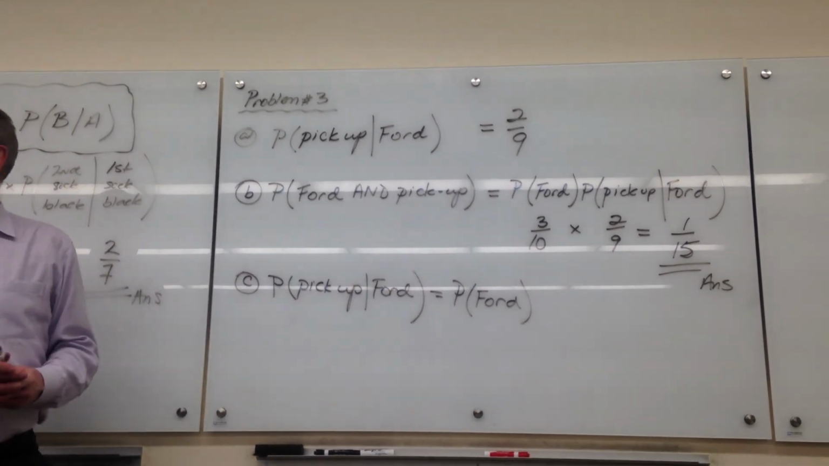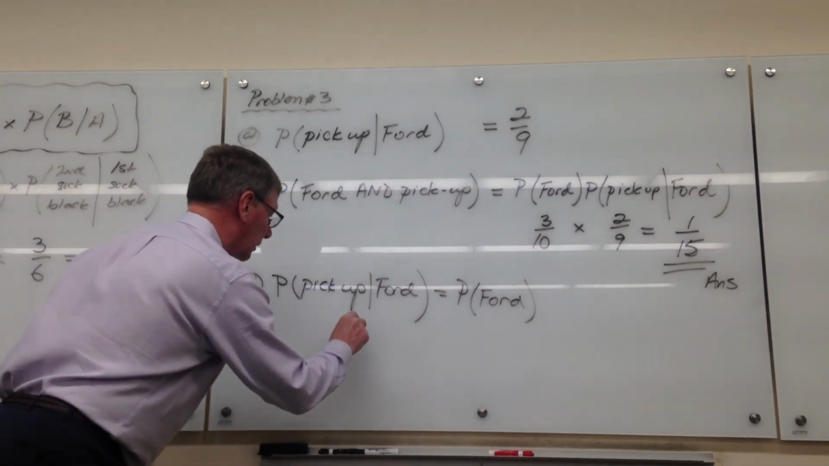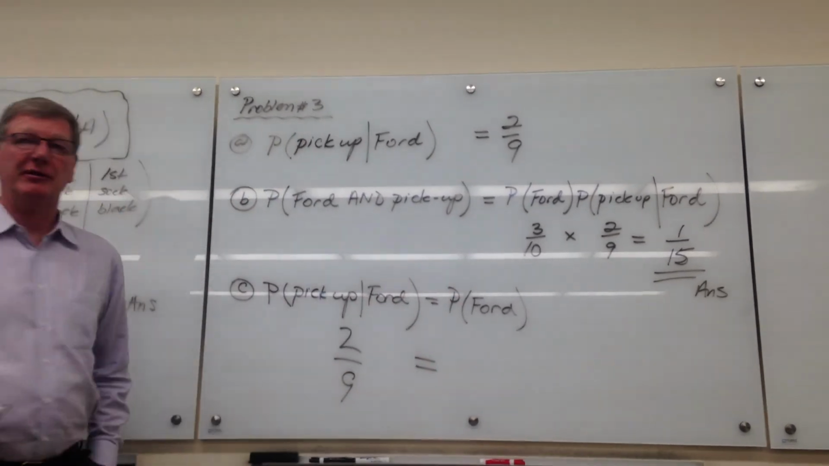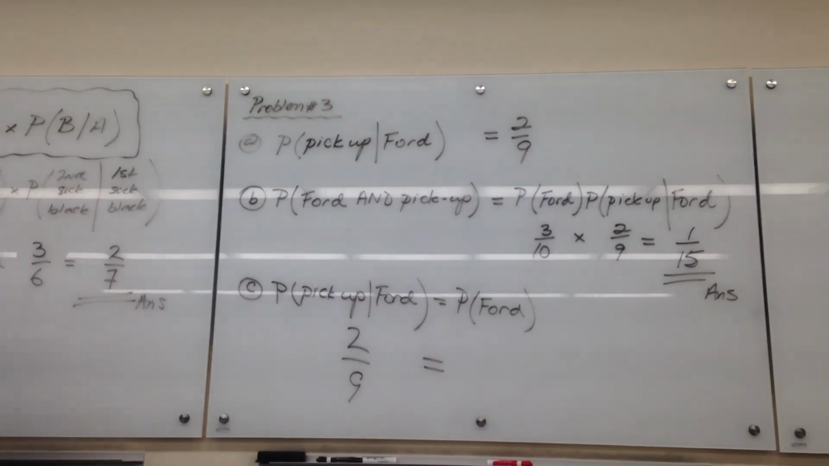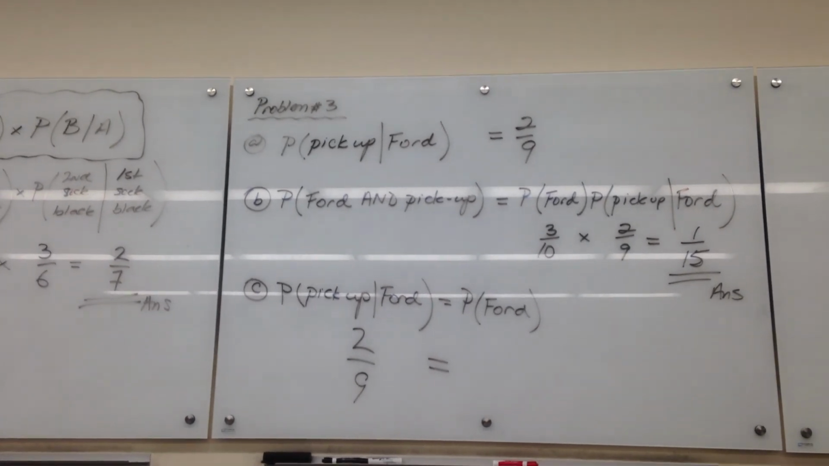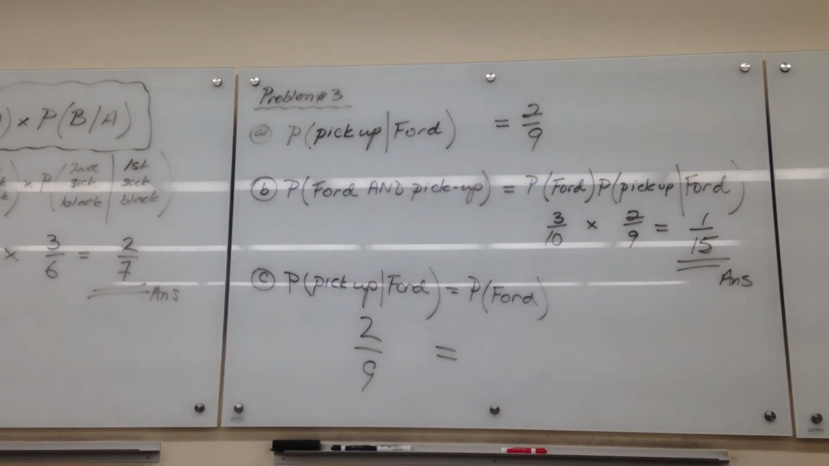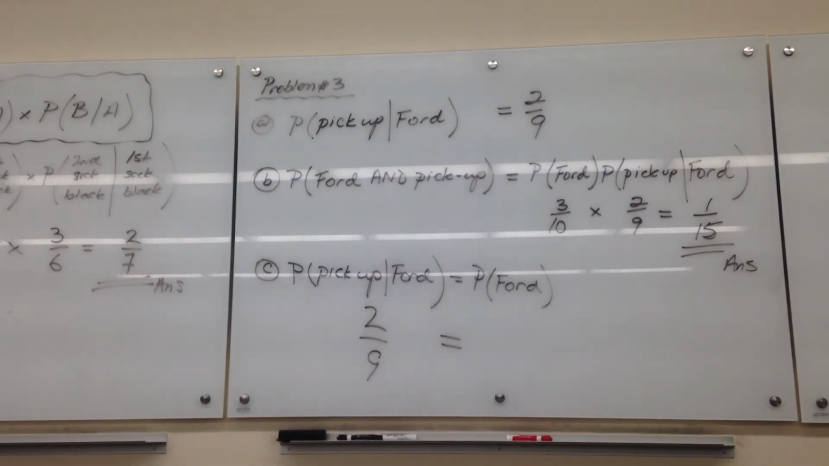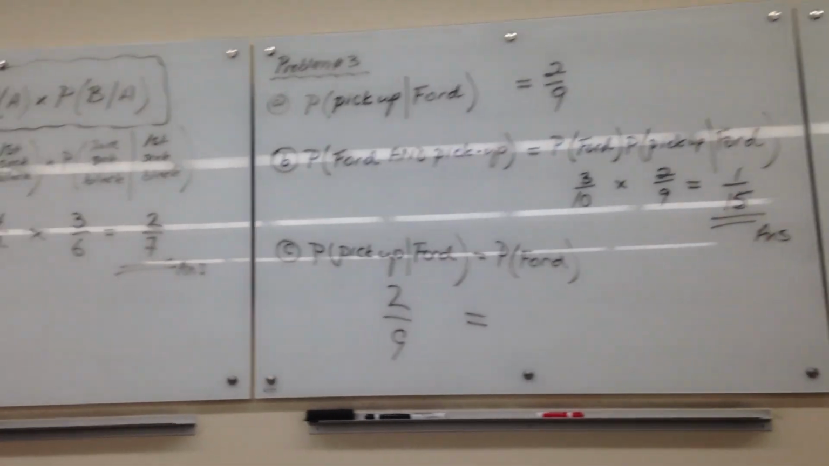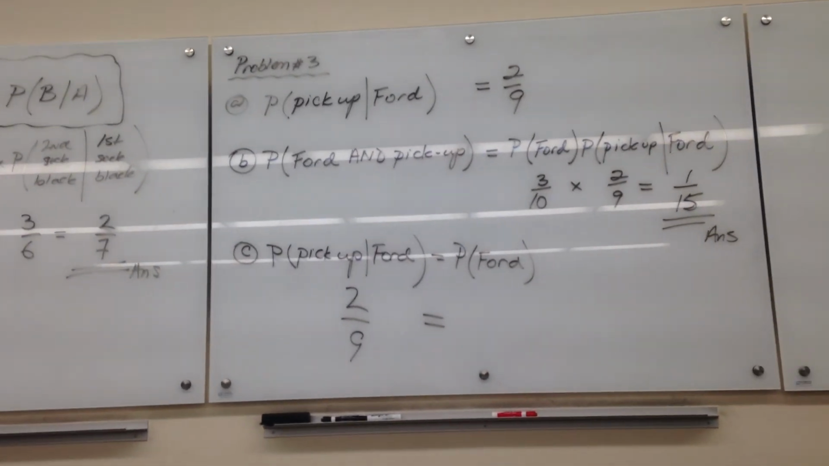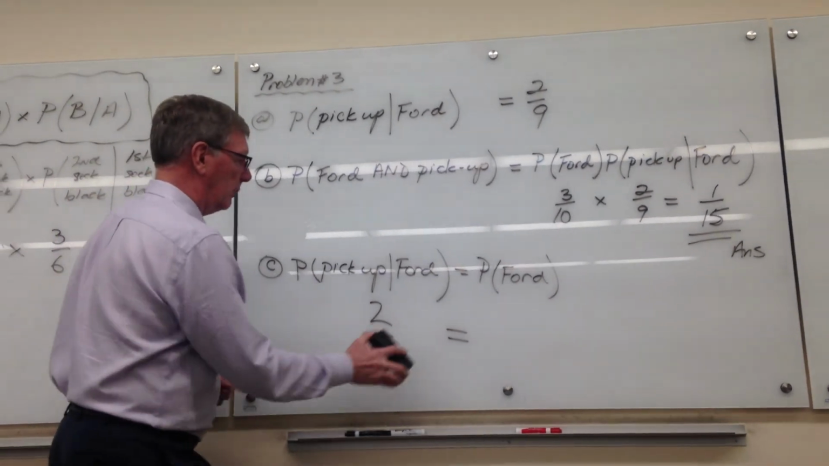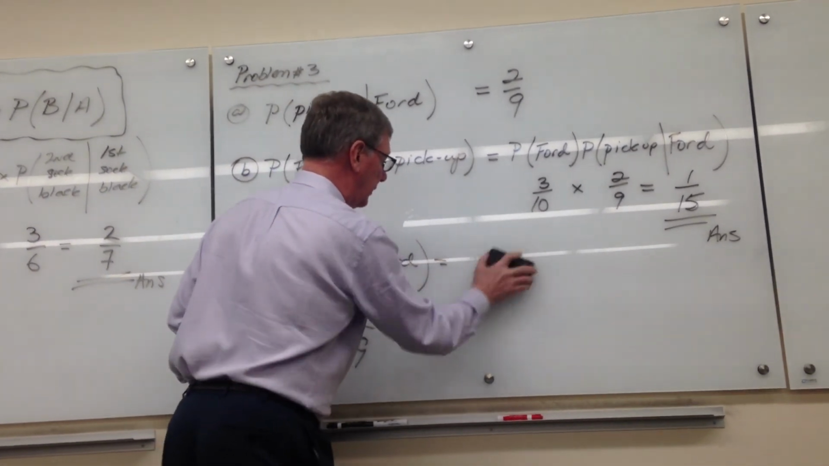What's the probability of driving a pickup given Ford? That's 2/9. Is that equal to the probability of driving a Ford? Shouldn't we be comparing the probability of pickup given a Ford to the probability of pickup? Well, that's what the dash given means. No, I mean, we should be comparing it to the probability of the pickup. Oh, the probability of the pickup, yeah. It almost doesn't matter, but yeah, that's fine.